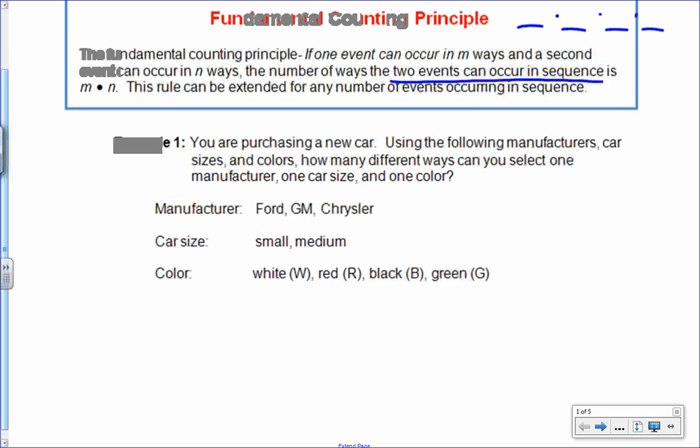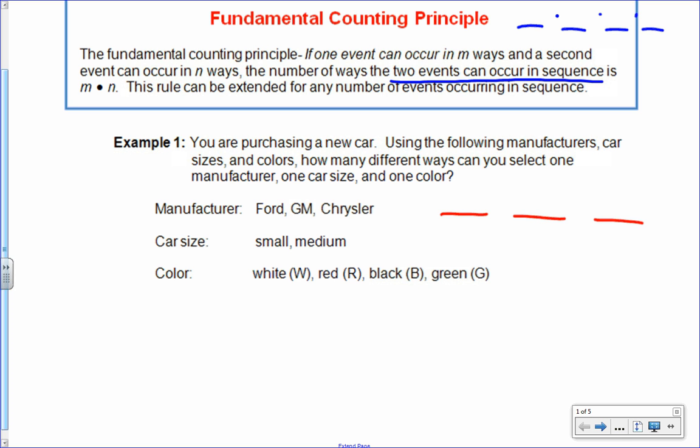So you're going to purchase a new car. There's different manufacturers, sizes, and colors. And how many different ways can you select one manufacturer, one car size, and one color? So in other words, how many options do you have for that car? Okay. And so how many blanks would we have based on how this has been taught before? 3 blanks, because we have manufacturer, car size, and color.